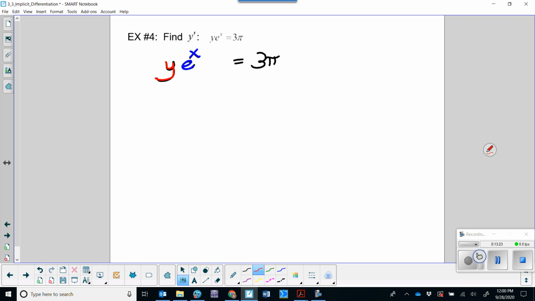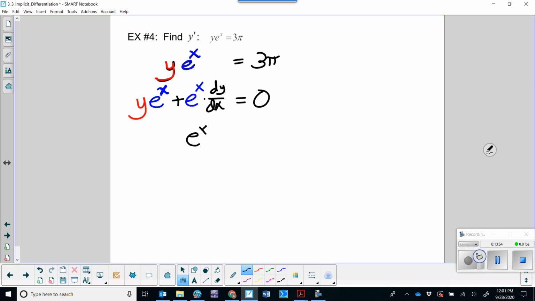So product rule. So I have first times the derivative of the second. E to the x is the easiest derivative. It's just e to the x times the derivative of the inside, but the inside is plain x, so we're good. Plus the second times the derivative of the first. Well, the derivative of y with respect to x is dy dx. And then that equals 0.